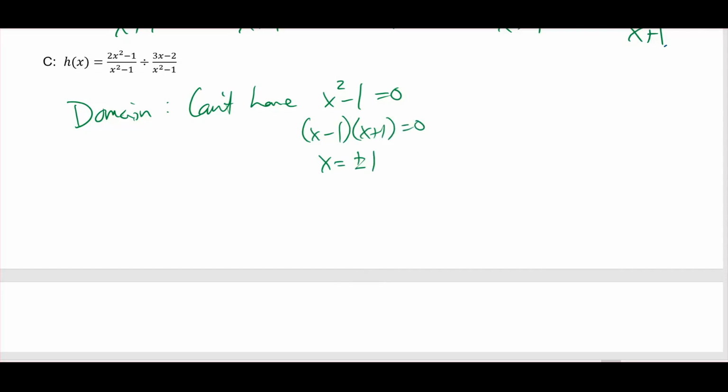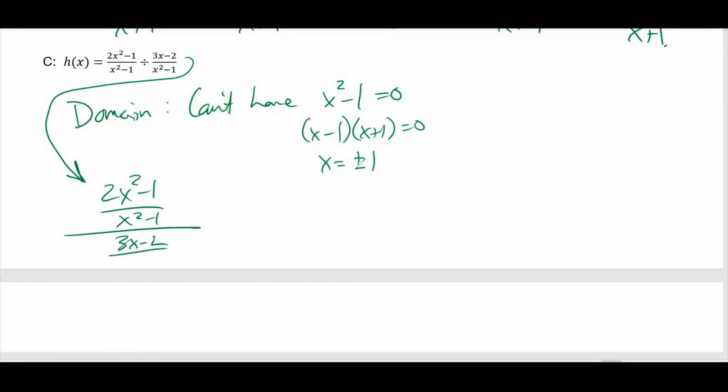Well, there's another denominator hidden here, right? That is a denominator. When we have a division symbol here, here's what this means. We can rewrite this as 2x squared minus 1 over x squared minus 1 over 3x minus 2, right? Because this is what we're dividing by.